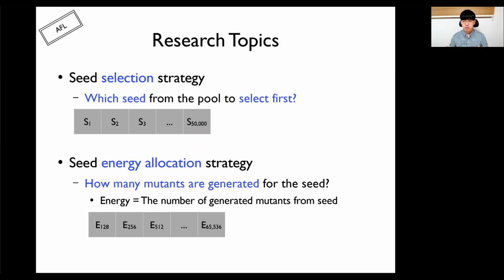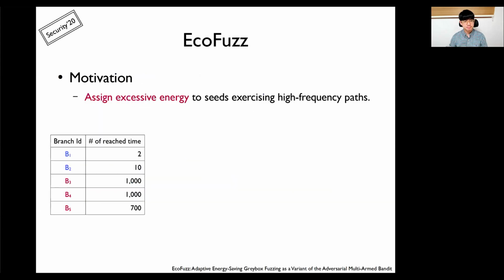This is because AFL usually heuristically assigns hundreds to tens of thousands of mutants for each seed. Usually in mutation-based fuzzing, seed selection researchers try to solve these two problems simultaneously. And to solve this seed selection problem, I will briefly introduce a state-of-the-art fuzzer, namely EcoFuzz, published at USENIX Security 2020. The motivation of EcoFuzz can be predictable.